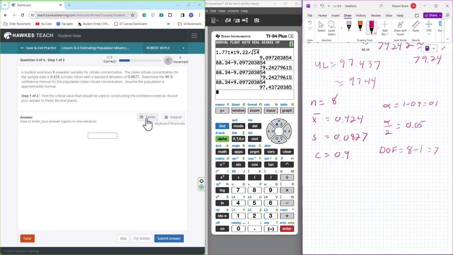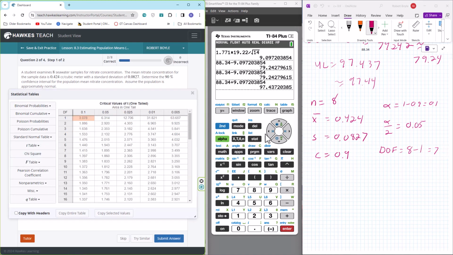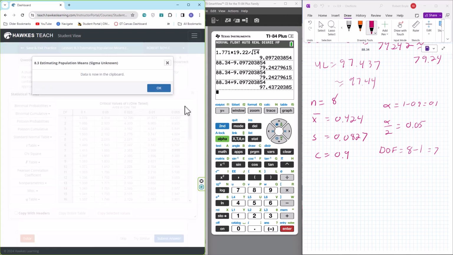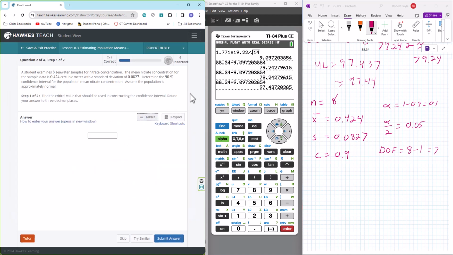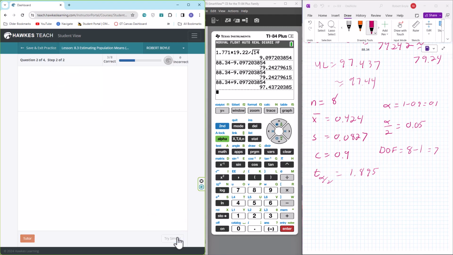So we go into our tables. We want to go to our t-table, 1 tail. We are looking for the column of 0.05, degrees of freedom 7, and that gives us 1.895. We can copy that value, close the table, paste it into here, and then submit our answer, and it happens to be correct. And just let me write that down. T alpha over 2 is 1.895. Okay, moving on to the next one.